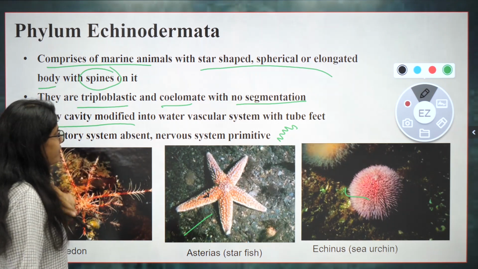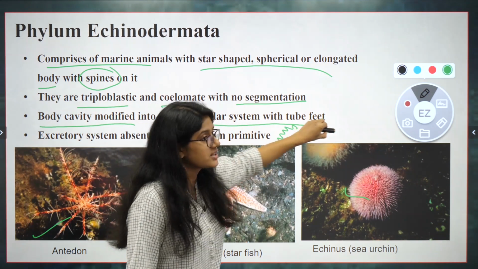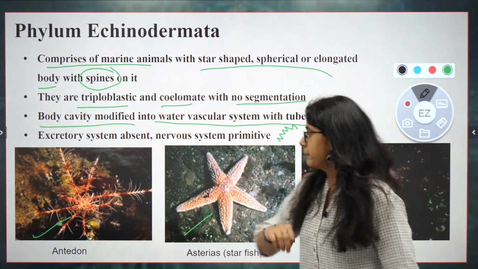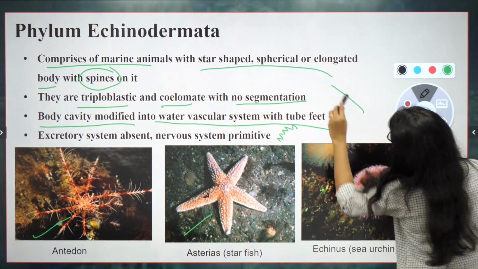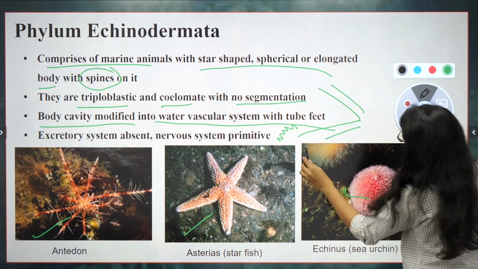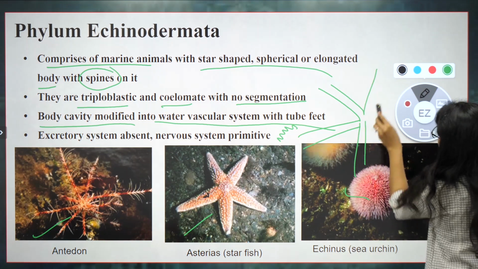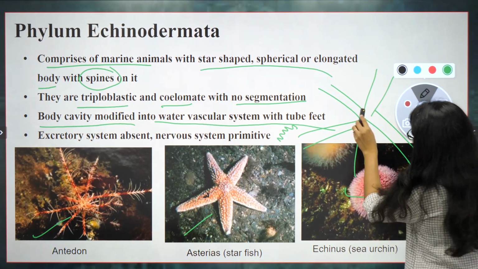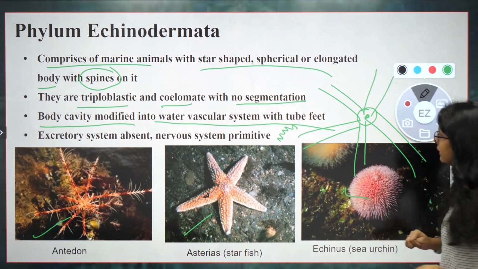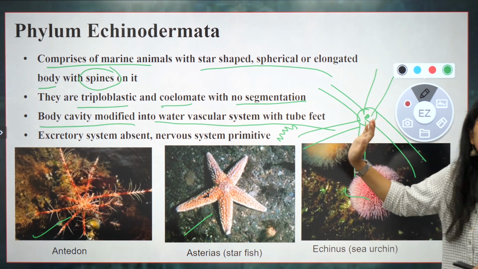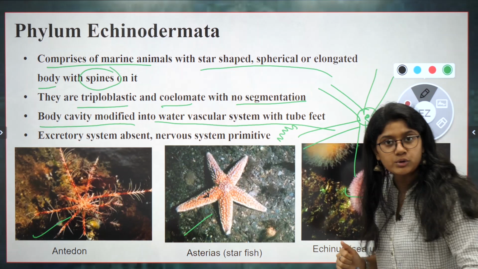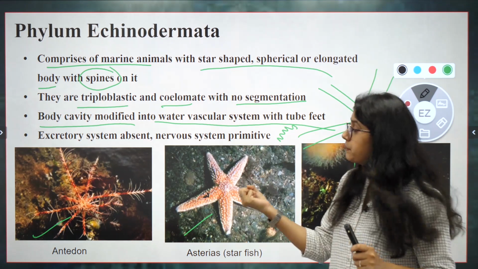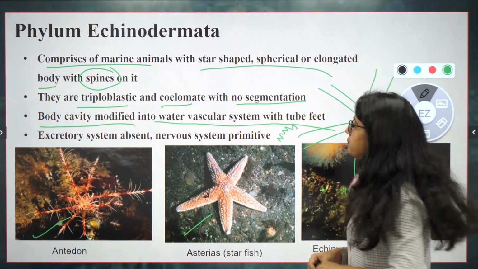Body cavity is modified into the water vascular system with tube feet. So what happens if you see a starfish, if you see the back side of it, we will be able to see there are water canals. Okay, and this is a mouth. Clear? So these are the water canals which actually help in the motion of the water inside the body, maintaining and helping in the movements also.